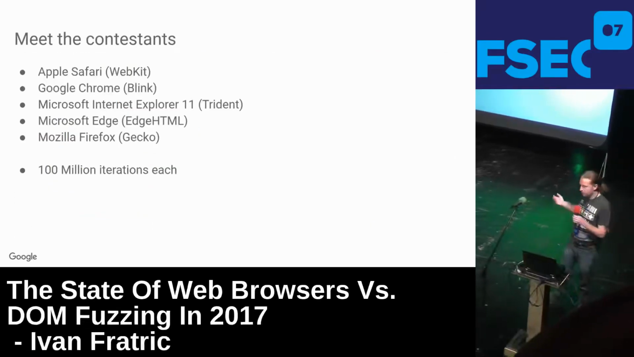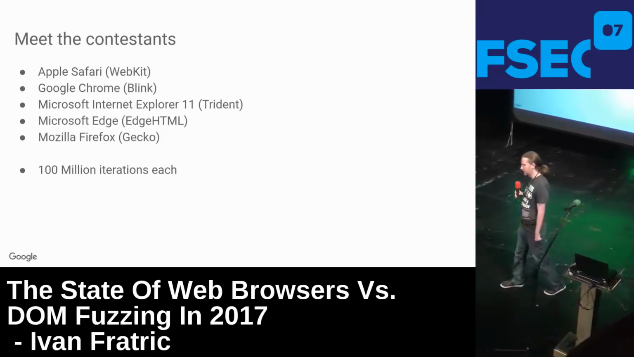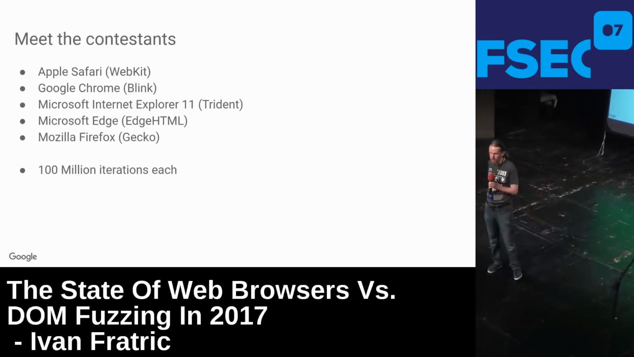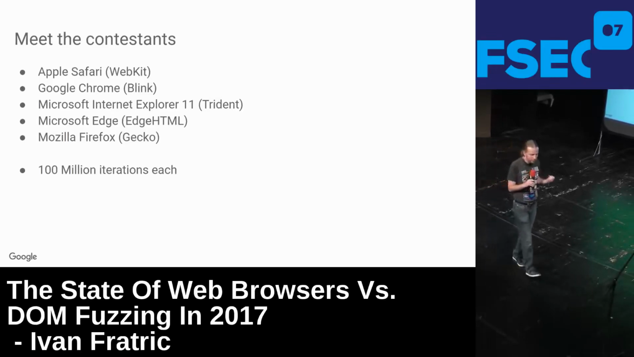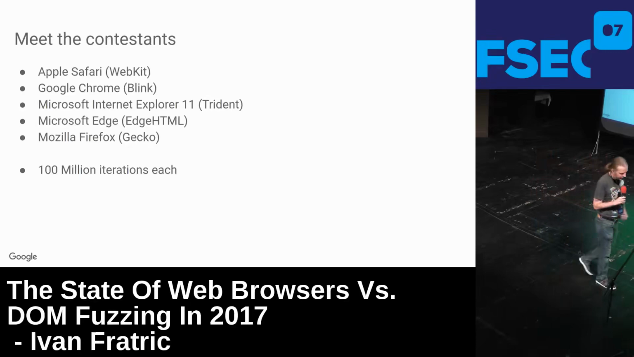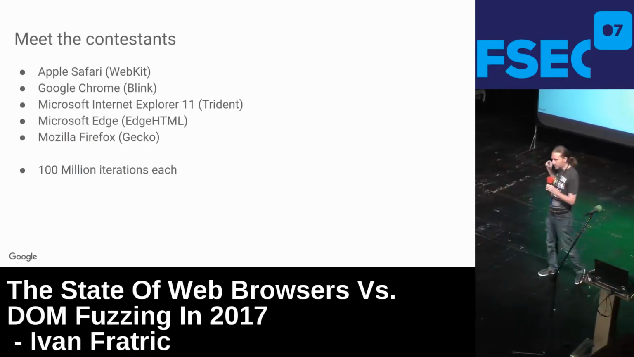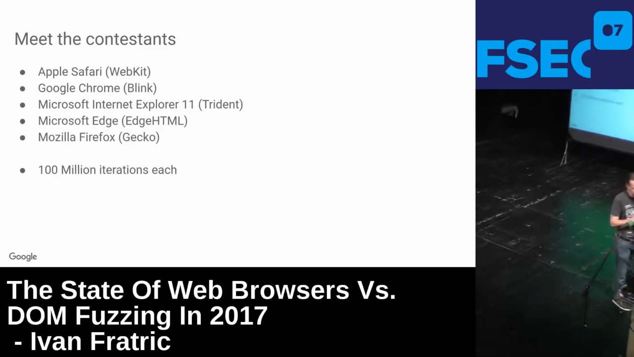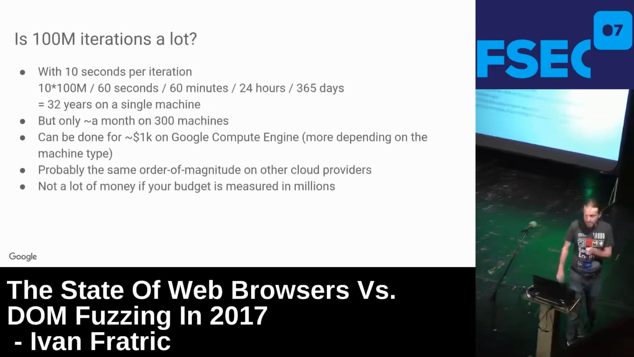Right. So now that we have a fuzzer, let's test it, right? And we decided to test it against five of the most commonly used web browsers out there. Each of the browsers has its own DOM engine, which you see in the brackets. We tried to give each of these browsers an equal treatment, so we decided to give each browser 100 million iterations of the fuzzer. And 100 million iterations might sound like a lot. And in some sense, it is.